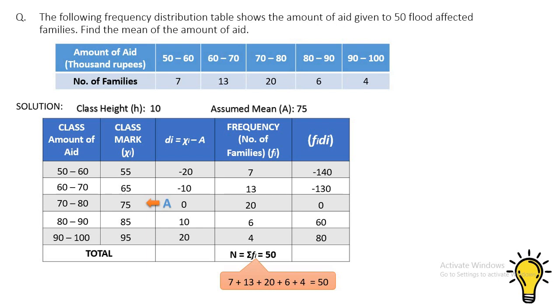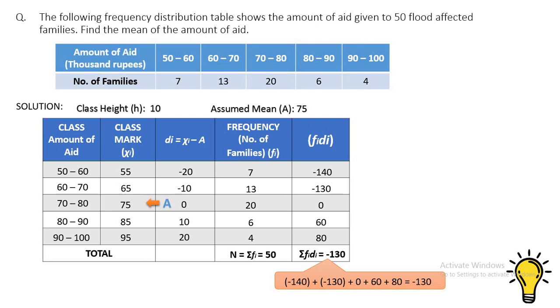Now similarly, you have to sum up all the FIDI. Do remember, be conscious over here. There are some values which are in minus and some are in plus. So you have to total it out very carefully. Over here, minus 140, minus 130, plus 0, plus 60, plus 80 gives you minus 130. So these values are there.